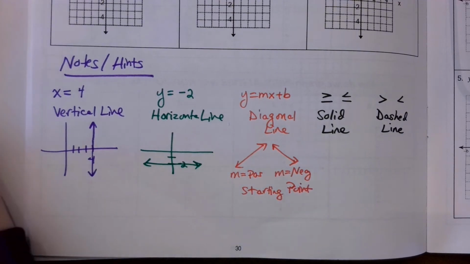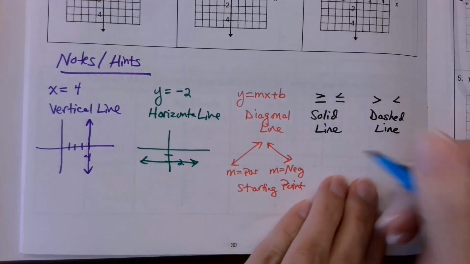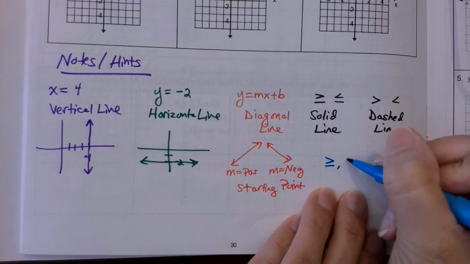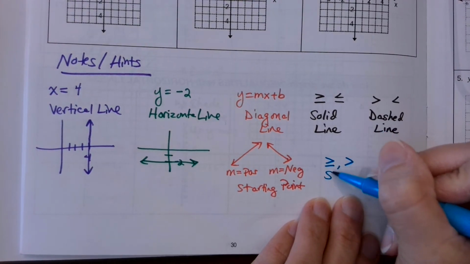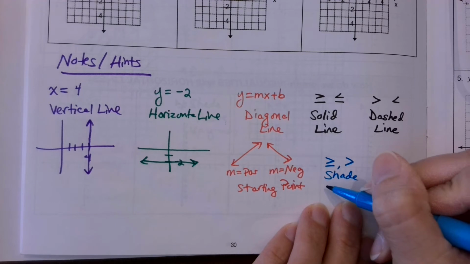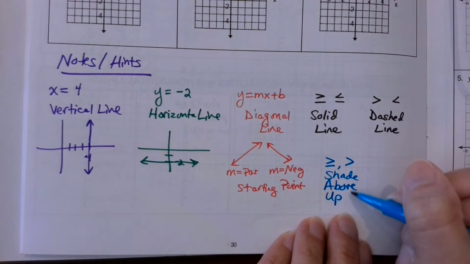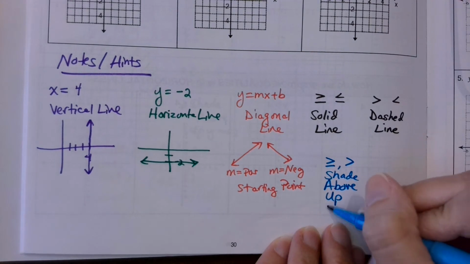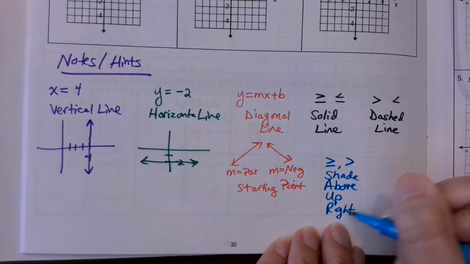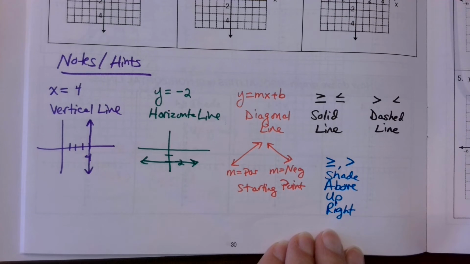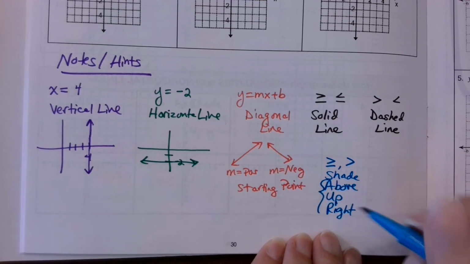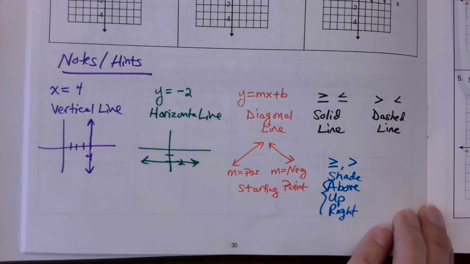Now, what about the shading? Okay, so if you have a greater than or equal or a greater than symbol, then we shade above. Or you could say we shade up. Or you could say you shade to the right. Okay, so your shading is going to be going in the positive direction. Maybe up, maybe right, maybe above.